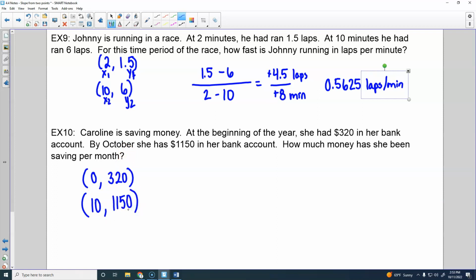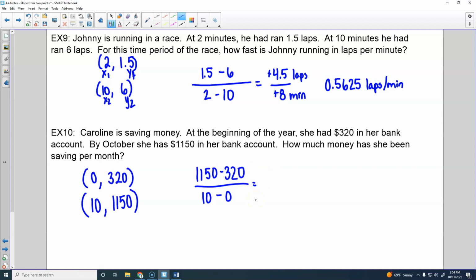All right. So, Eddie, how would we do this for our rate of change? Okay, good. That's going to go on top. And then on the bottom, 10 minus 0. And you started to do that 320 first. You can do it that way. You just have to do 320 minus 1150, and then you'd have to do 0 minus 10 on the bottom if you did it that way. But this way avoids some negatives, so it's a little bit better.